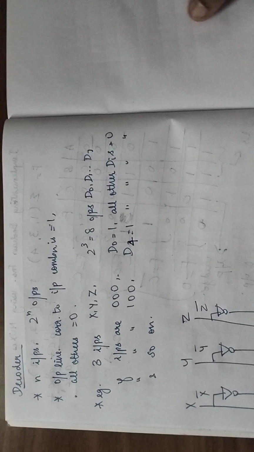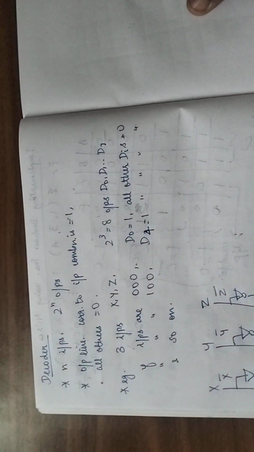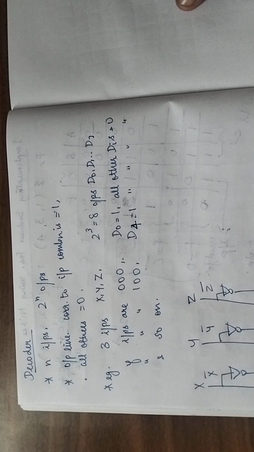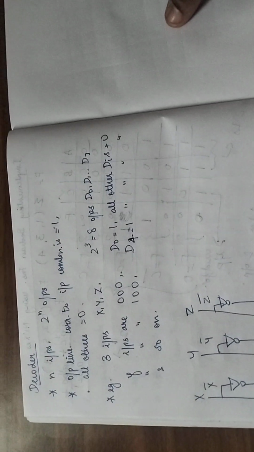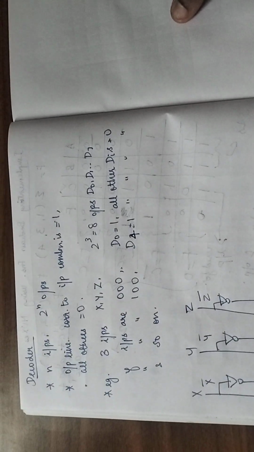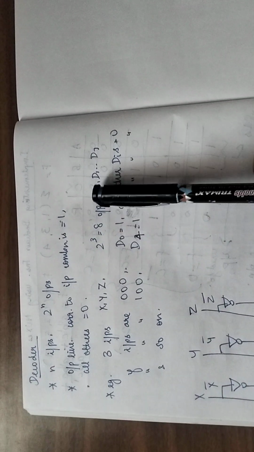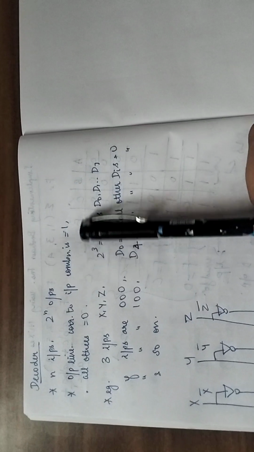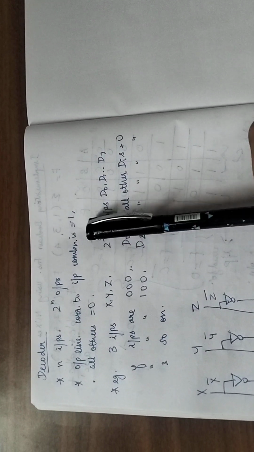In this segment, we'll look at one more simple combinational circuit called a decoder. A decoder again takes n inputs and produces 2 to the power n outputs, where each output line corresponds to one combination of the inputs. And that corresponding line becomes a 1, all others become a 0.